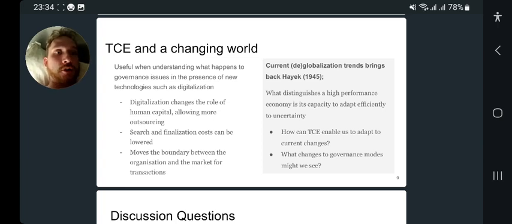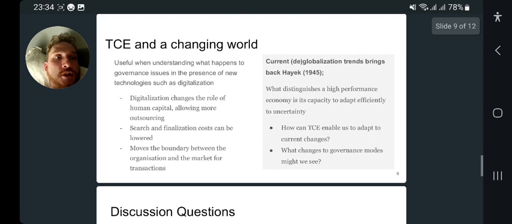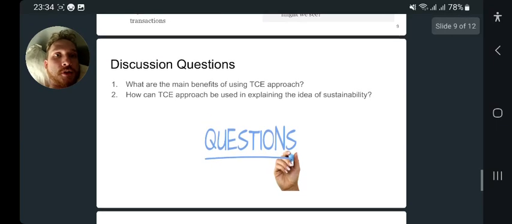And then we can ask ourselves, how can transaction cost economics enable us to adapt to the current changes that we're seeing with deglobalization? And what changes to governance modes might we see in different types of transactions? And then we have 2 more discussion questions here.